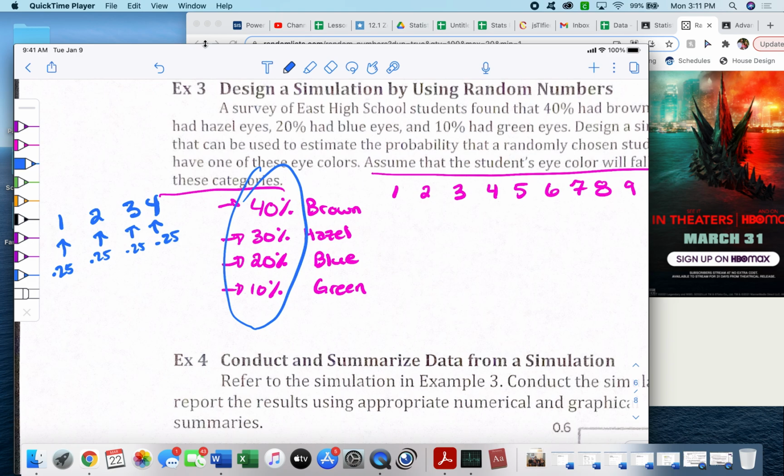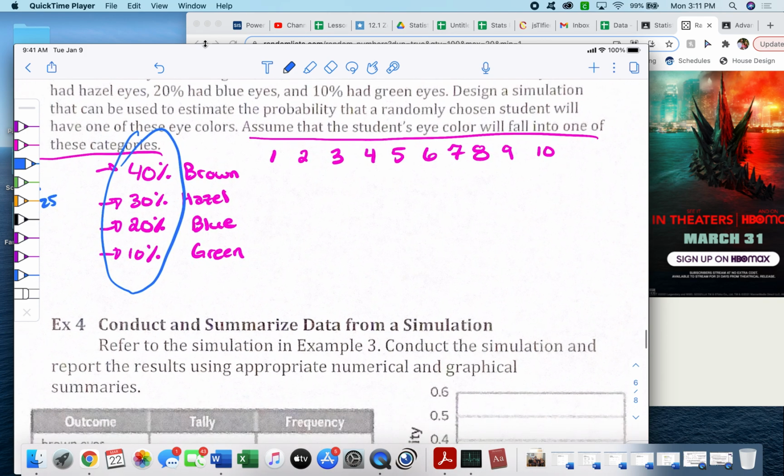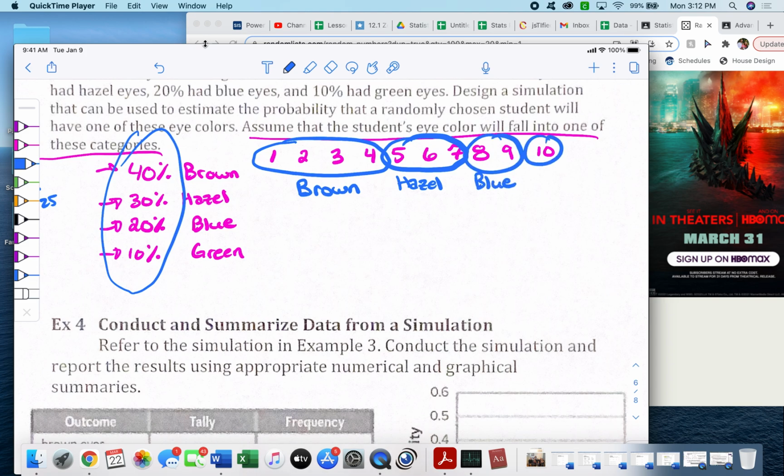Does that make sense? Brown is 4 numbers. Hazel is 3 numbers. Caden says brown is going to be 4 numbers. So we're going to designate, out of these 10 numbers, that brown is going to be 1 through 4, right? Hazel, 5 through 7. Hazel is going to be 5, 6, and 7. Blue, 8 and 9 are going to be blue. And 10 is going to be green.